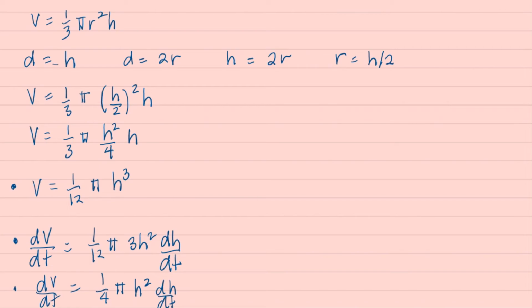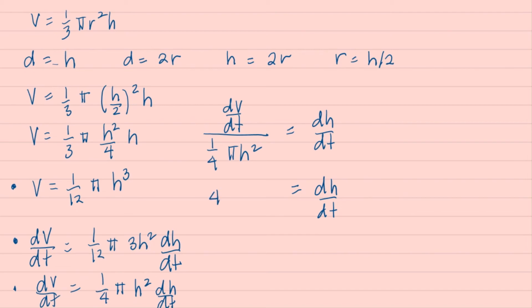So we divide both sides of the equation by 1/4 pi h squared. We have dV over dt divided by 1/4 pi h squared, and this is equal to dH over dt. And then further we rewrite this, getting the reciprocal of 1/4. That's why the equation becomes 4 times dV over dt all over pi h squared. So this will now allow us to find the value of the rate of change in the height with respect to time at the given height, which is 10 feet.